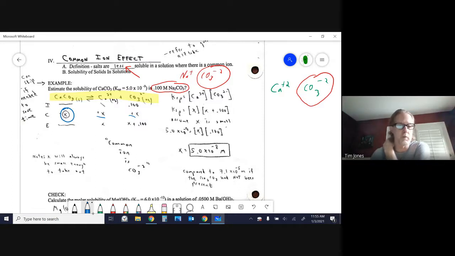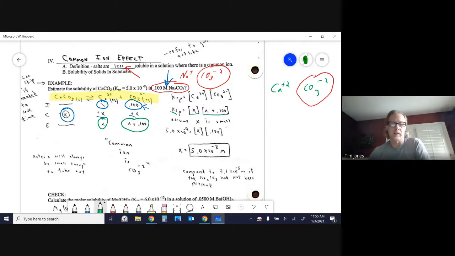Now what's different is normally in pure water, this is 0, and this here is 0. But this time, it's in 0.1 molar sodium carbonate. So when that dissolves, it's going to give off 0.1 molar carbonate. So that's where this 0.100 comes from. So you factor that into your calculation, and you end up getting an X here, X plus 0.1 here. Plug that in your KSP expression. So KSP, here's X for the calcium, and here's the X plus 0.1.